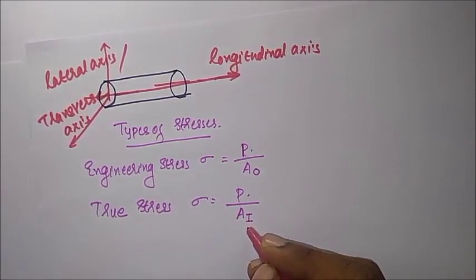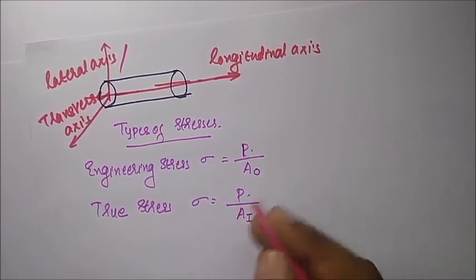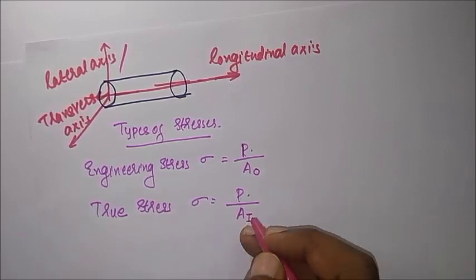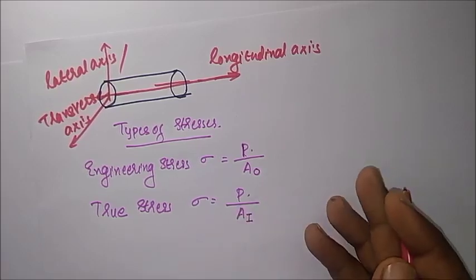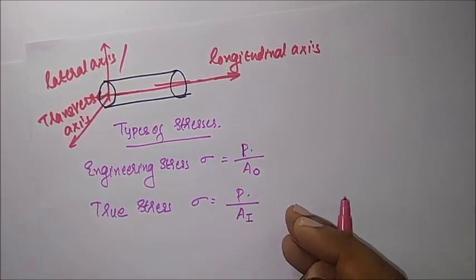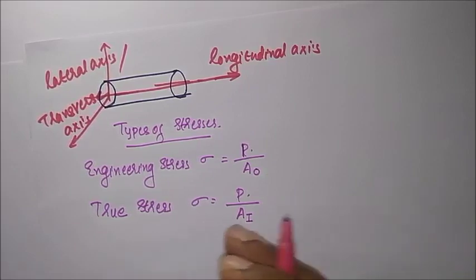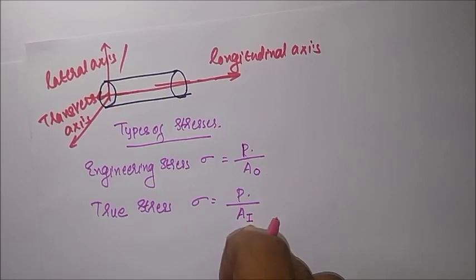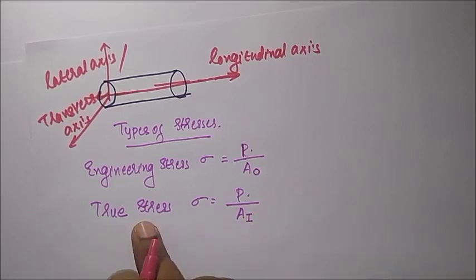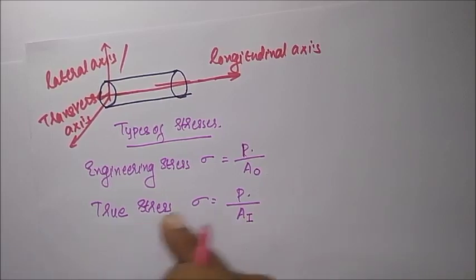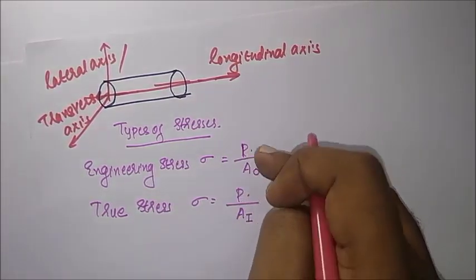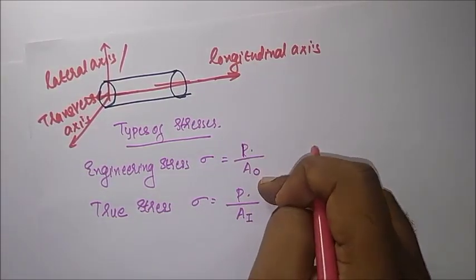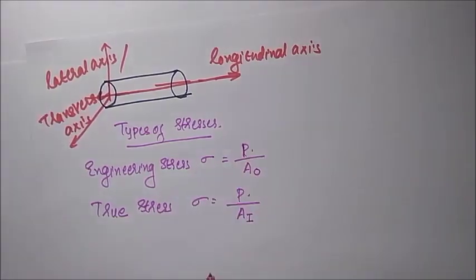When load is applied, the member may be elongated or contracted, and then its cross-sectional area will also change. In each and every instant, when we calculate the area, it is known as the instantaneous area, and the corresponding stress is known as true stress. Load divided by original area, if we take the original area only, is the engineering stress.